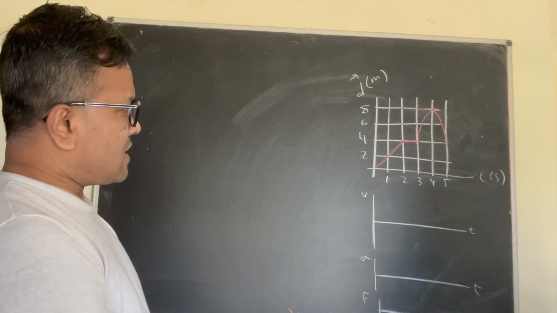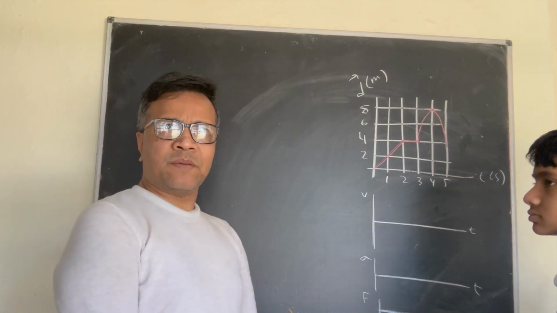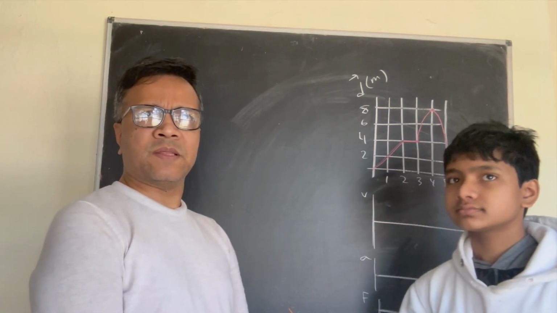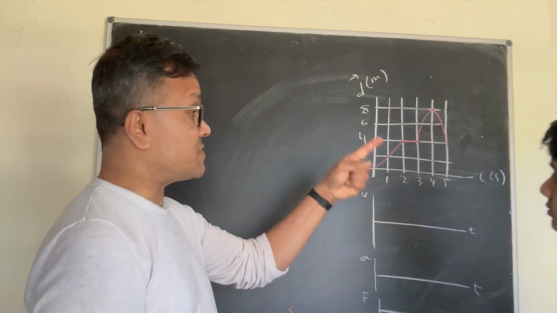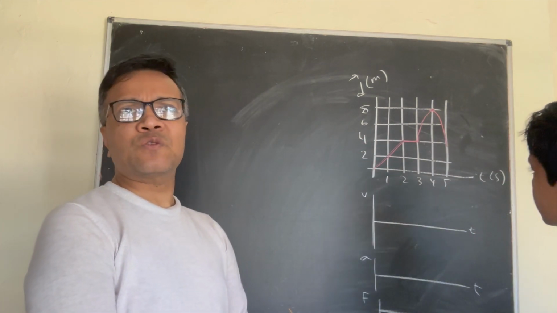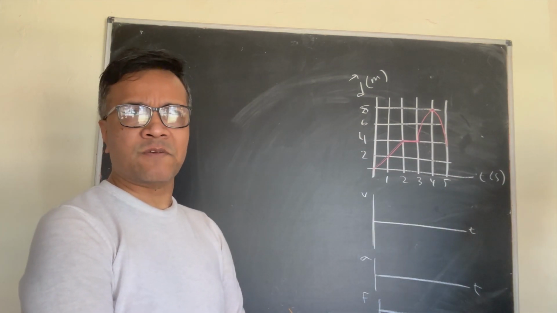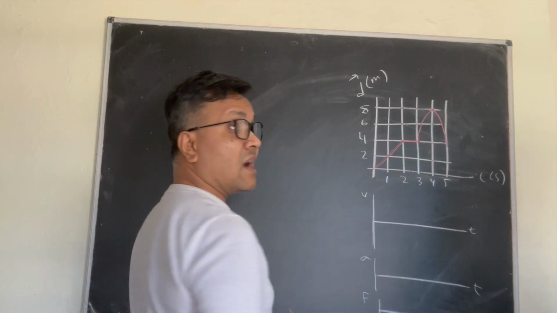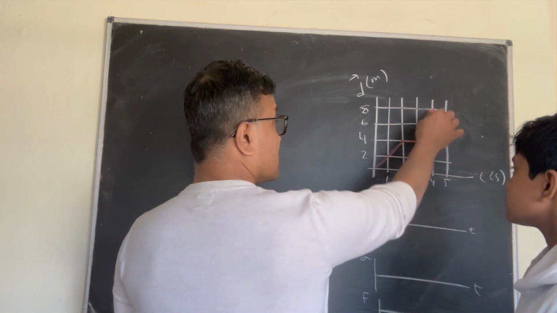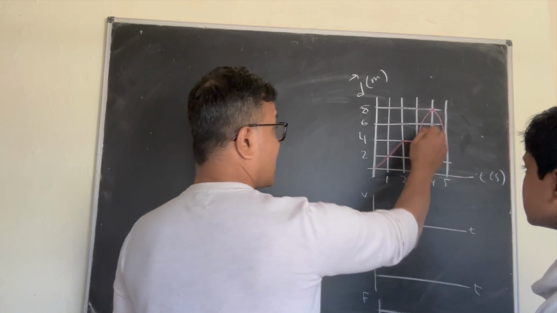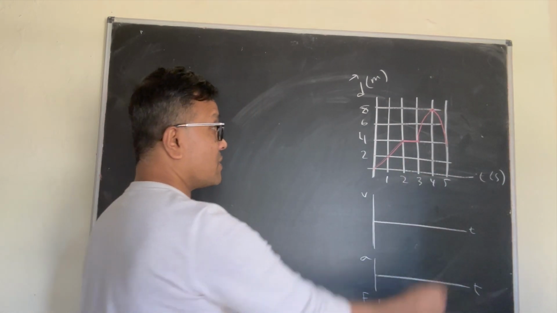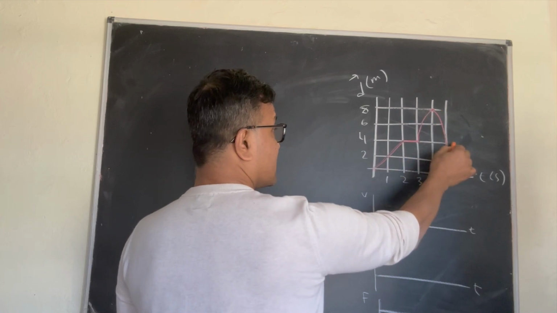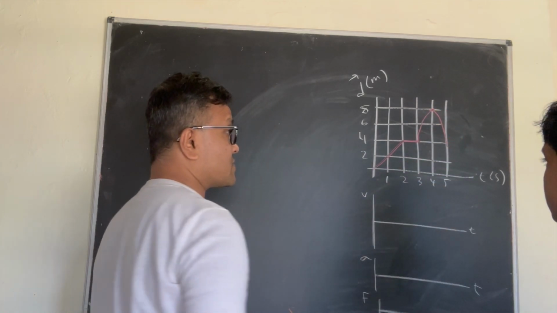Okay, so negative acceleration doesn't mean negative velocity, as you see that. And negative force doesn't mean positive acceleration, as you see that. So from here to here is positive velocity, negative acceleration, negative force. From here to here, negative velocity, negative acceleration, negative force.